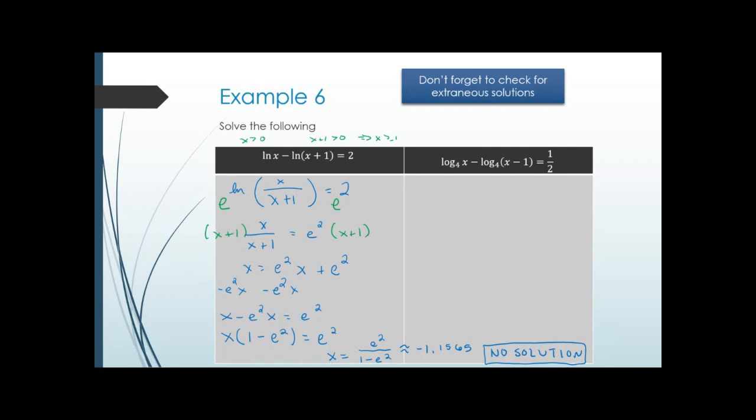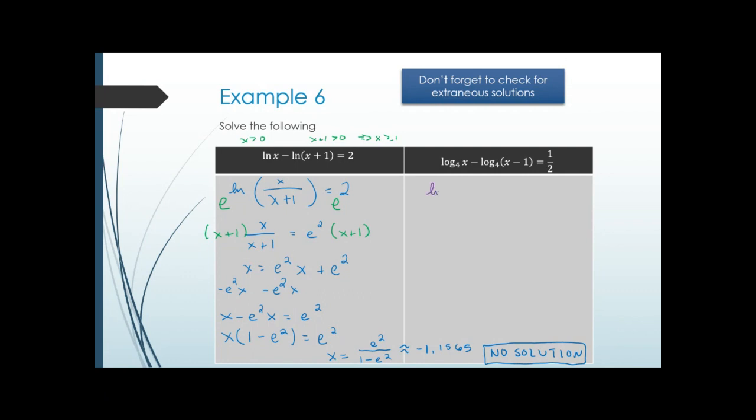So now let's take a look at my second problem here. Next time I go through these, I'm probably going to put these all in different slides instead of two to a slide, because there's clearly not enough room. This is the same sort of thing as before, except now we have base 4. So log base 4, that's totally fine. But we do need to use the rule where subtracting logs turns into a fraction.